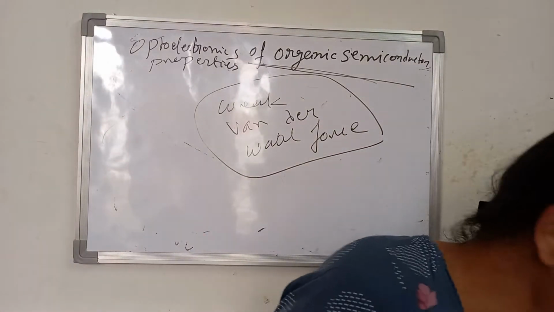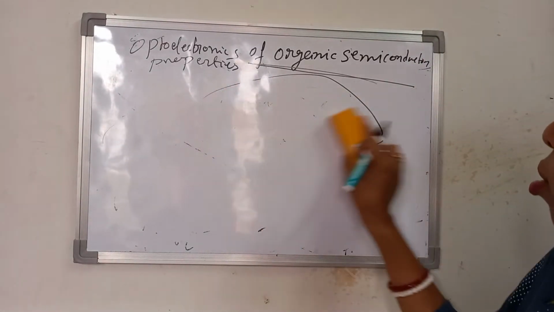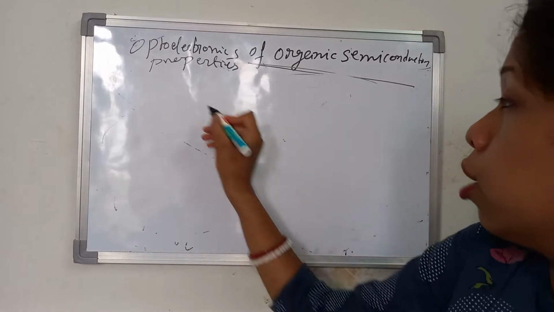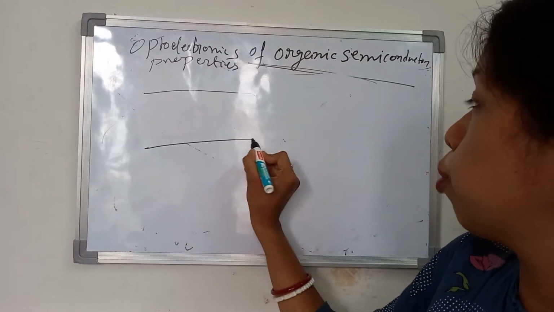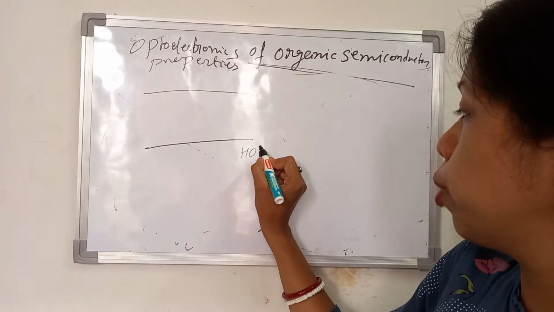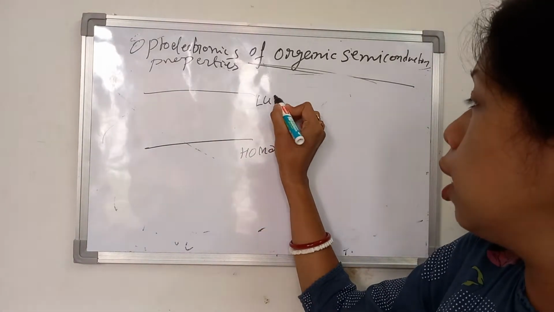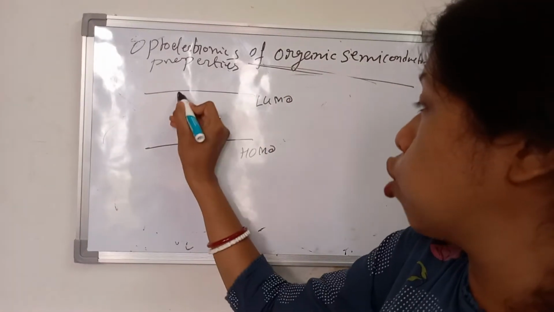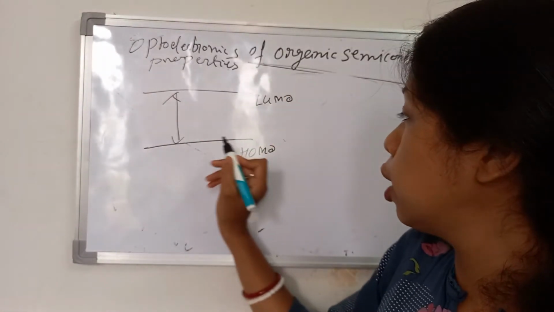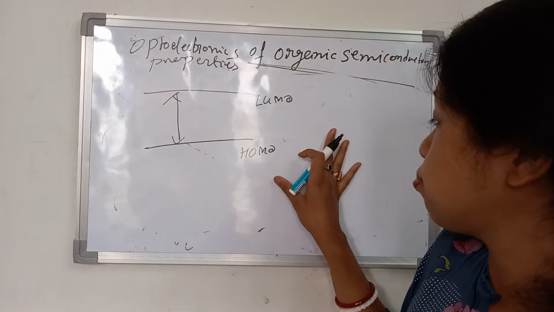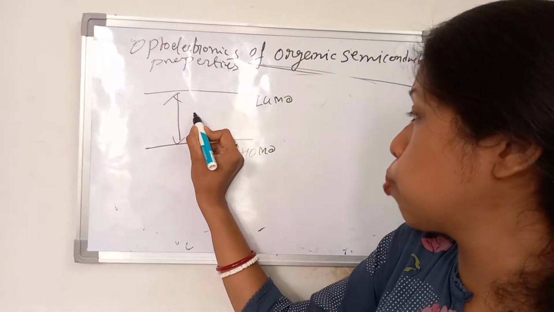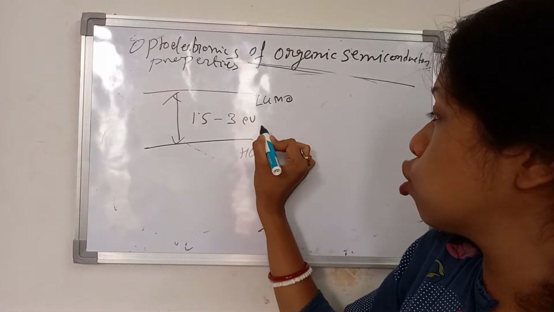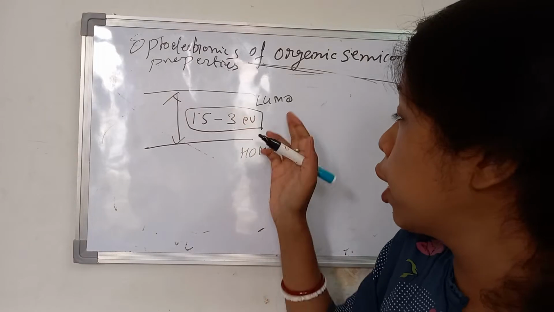Now here, suppose this is the band gap of the organic semiconductor, this is the HOMO level, and this is the LUMO level. This is called the band gap between the HOMO and the LUMO. Normally, an organic semiconductor has a band gap between 1 to 3 electron volts.